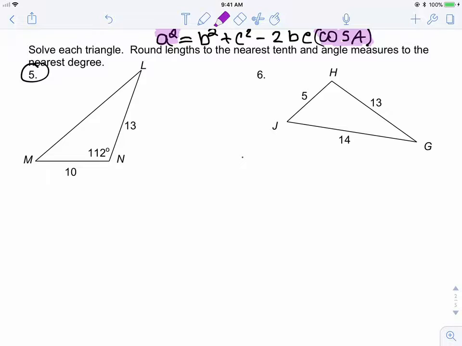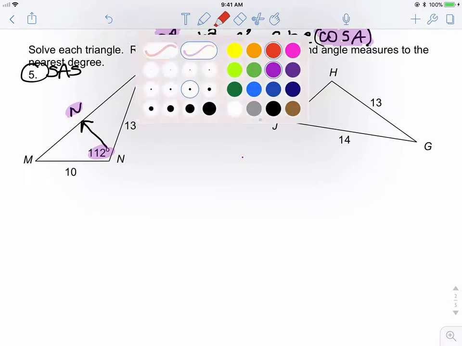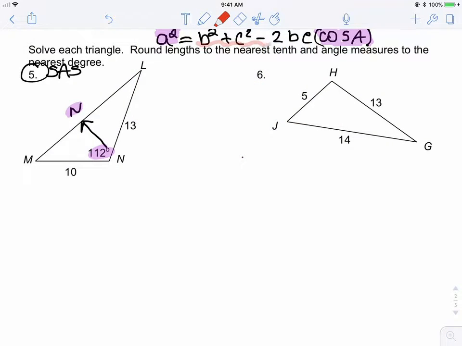So if we take a look at the triangle we're going to start with, on number 5, we have an SAS triangle. That means that we're going to want to solve for that third side, which is across our angle. So we're solving for this side here. We'll call that N. So here are my bookends, and the rest of my values are what's going to fill in the middle. Okay, so let's get this going.